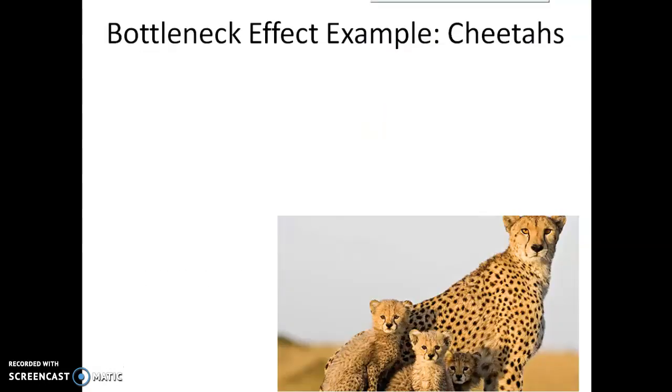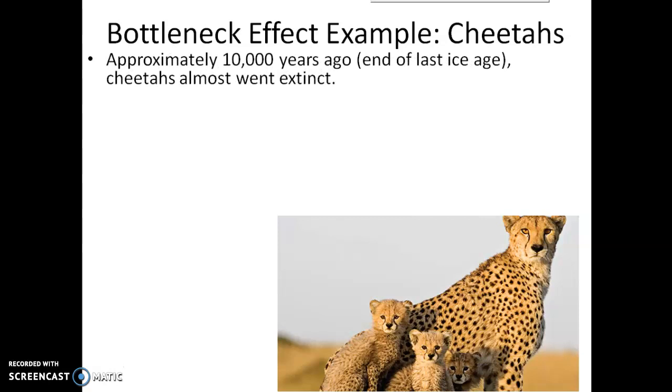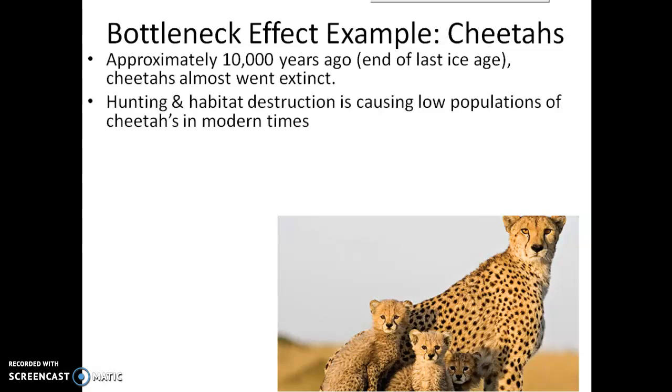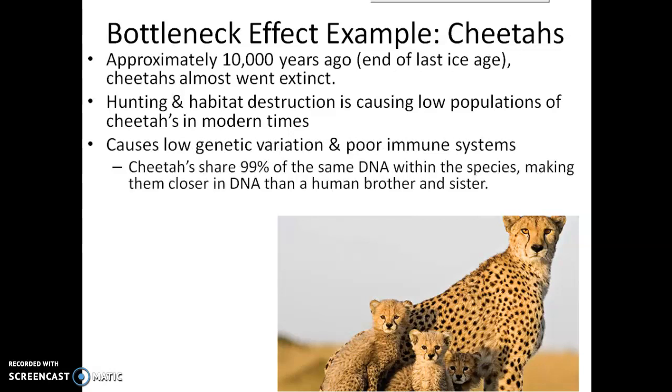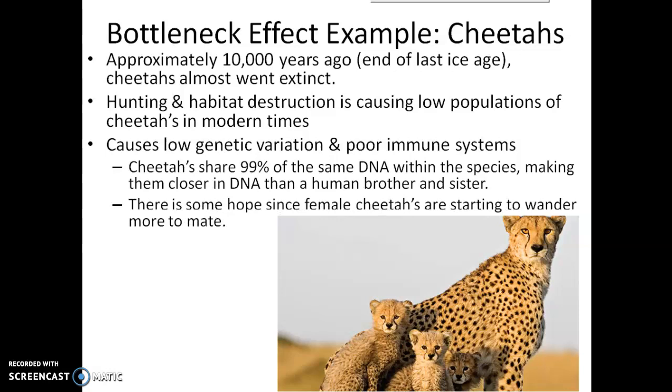The other bottleneck effect is the cheetah. They actually went through two bottleneck effects, which is one of the reasons why they are a threatened species at this time. Their bottlenecks have included the Ice Age, and then the second bottleneck was the hunting and the habitat destruction caused by humans.